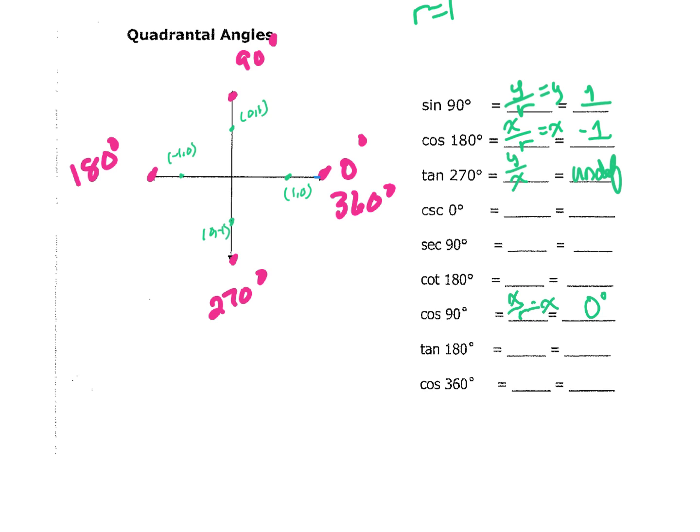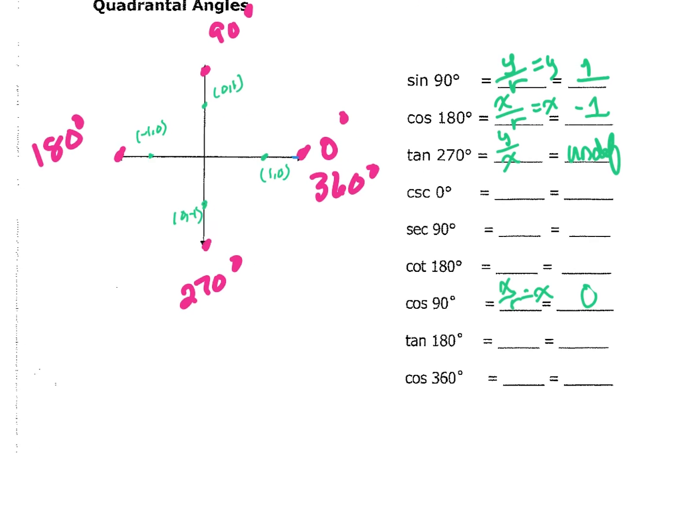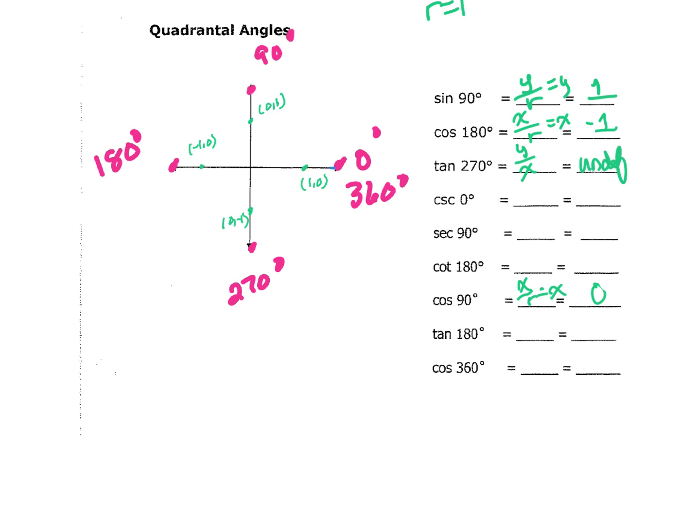Whoops, not 0 degrees. And then the tangent of 180. So we know we're doing y over x for the tangent of 180. So that's 0 over -1, or just 0. And then the cosine of 360. Cosine we know is x over r, so we're going to just look at the x. In this case, that means it is 1.